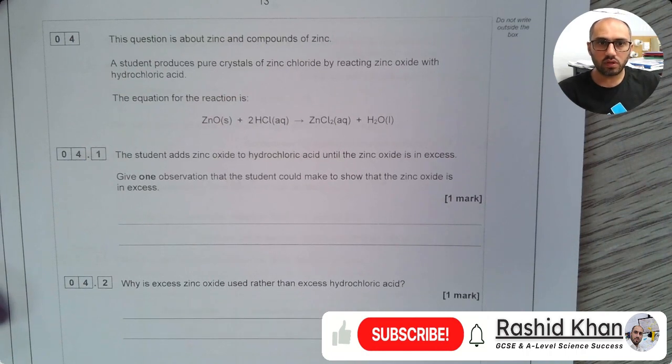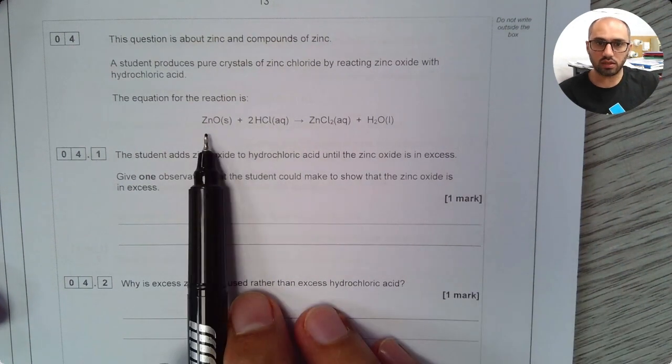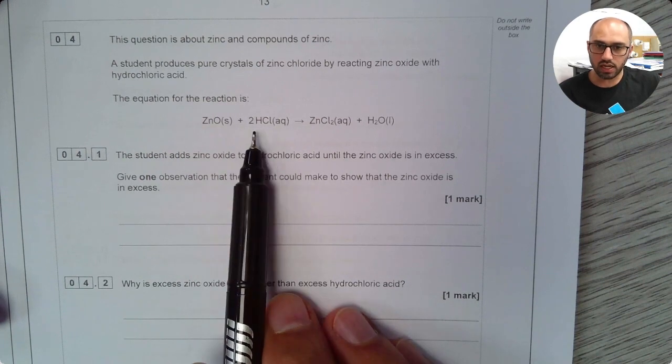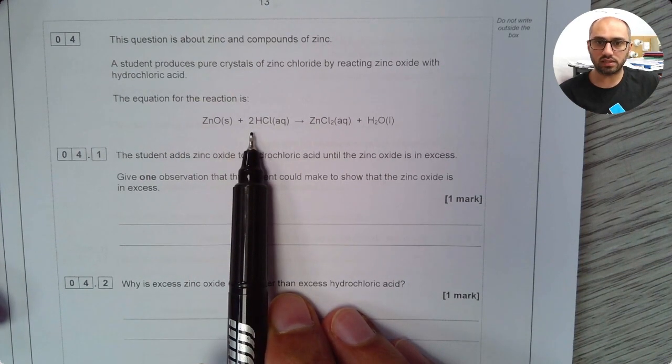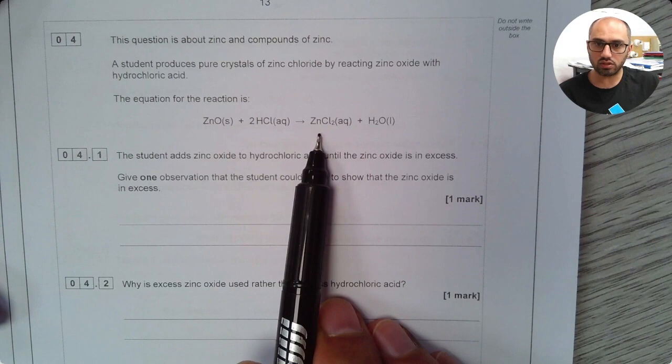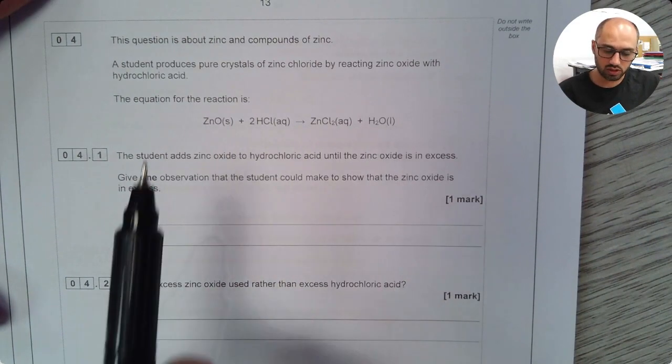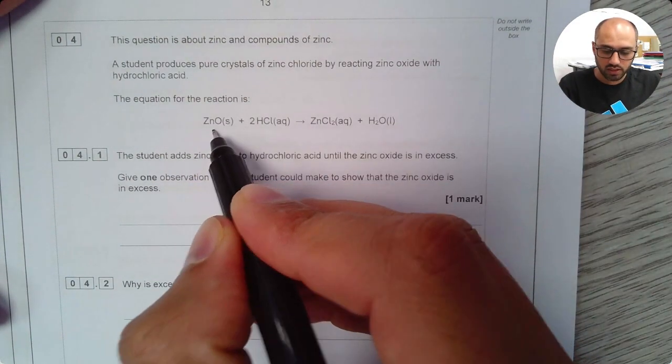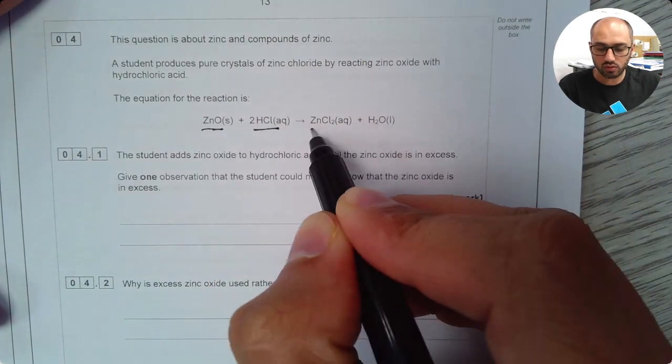Question number 4. This question is about zinc and compounds of zinc. A student produces pure crystals of zinc chloride by reacting zinc oxide with hydrochloric acid. The equation is given to us here. Zinc oxide, which is solid, is reacting with hydrochloric acid, and as a result of this, it produces ZnCl2 and water. So this is basically metal oxide reacting with acid, producing salt and water.